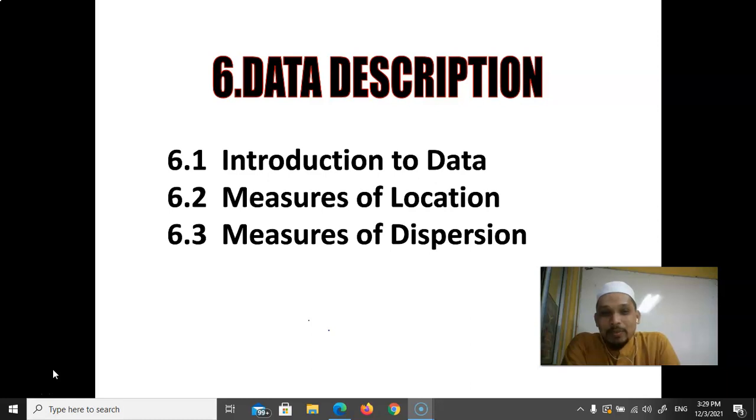Okay, so we are now in chapter 6, as you see on the screen, with the topic of data description. For this whole topic, we are going to look into 6.1 Introduction to Data, and 6.2 Measures of Location and Measures of Dispersion.